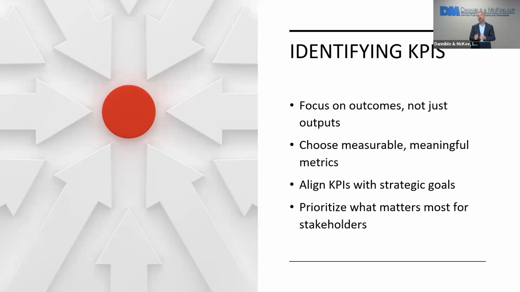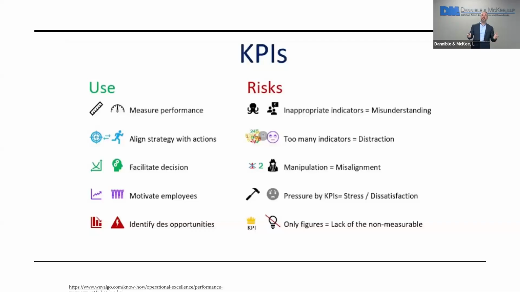A mission statement should also say what you do and what you don't do, right? So you're prioritizing what matters most for your stakeholders. So let's get into that. KPIs can help you measure performance, once you are clear about that. And then we're going to get into some examples in a moment, right?